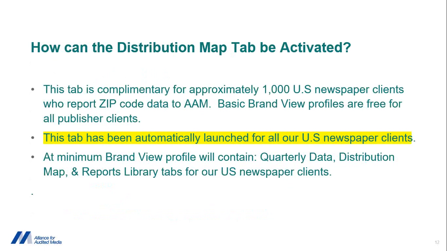So one of the questions we've been getting lately since we launched this is how can we activate this distribution map tab? Well, this tab is complimentary for approximately 1,000 of our U.S. newspaper clients who report zip code data with us. Our basic BrandView profiles are free for our publishing clients. And this distribution map tab has been automatically launched for all our U.S. newspaper clients. So at minimum, a BrandView profile will contain quarterly data, distribution map, and reports library tabs for our U.S. newspaper clients.